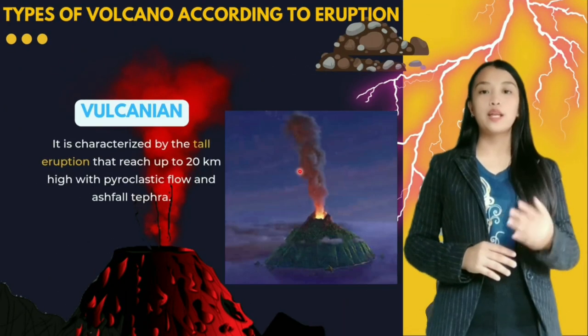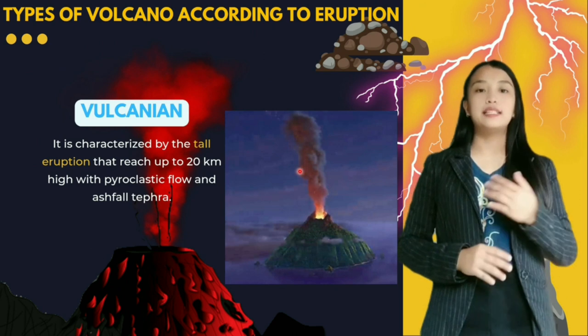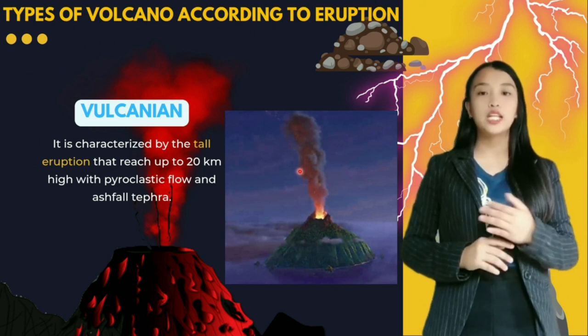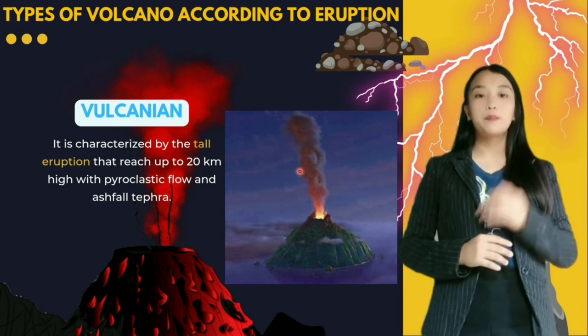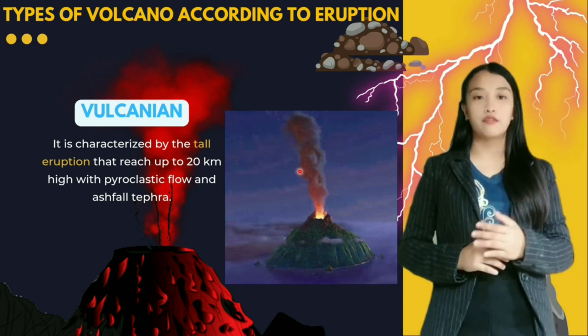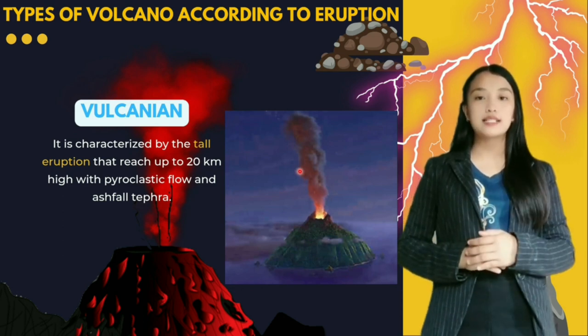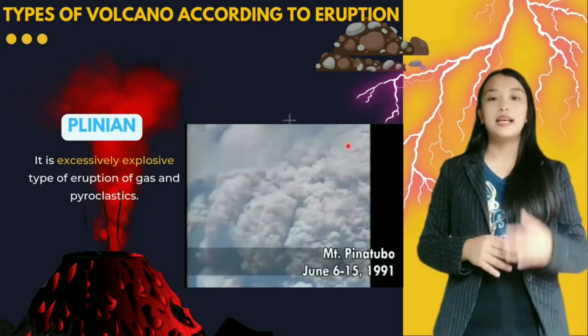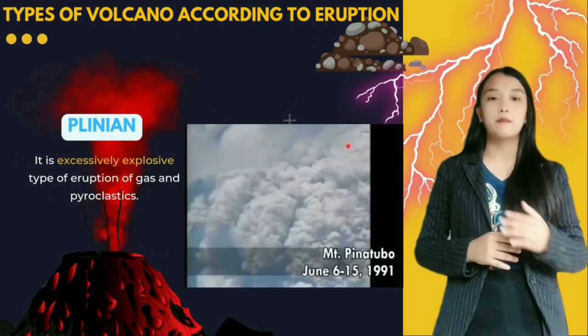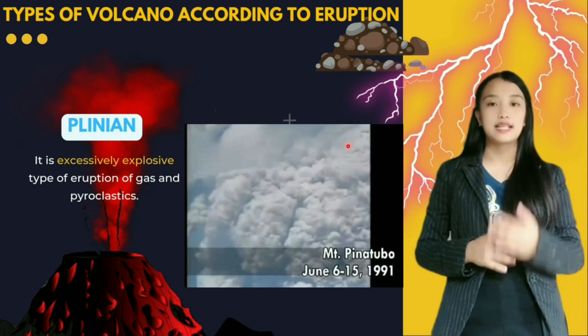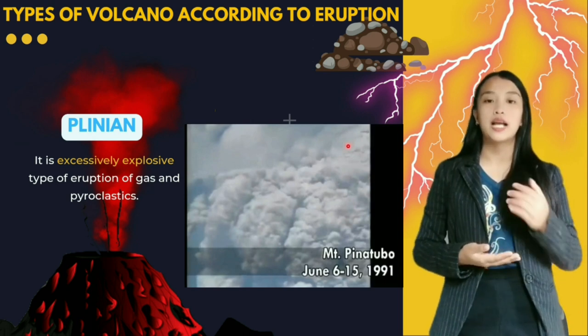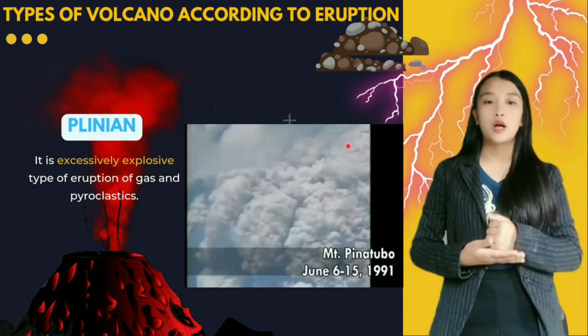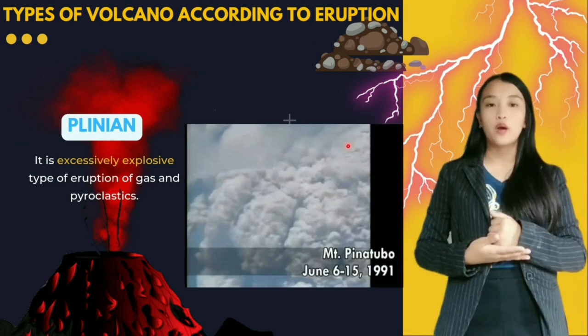The fourth one is what we call vulcanian. It is characterized by tall eruptions that reach up to 20 km high with pyroclastic flow and ashfall tephra. Again, it is characterized by tall eruptions. Lastly, we have plinian. It is an excessively explosive type of eruption of gas and pyroclastics. It is an intensively violent kind of eruption that happened at Mount Pinatubo in 1991.